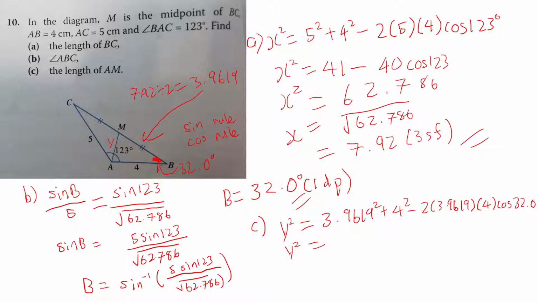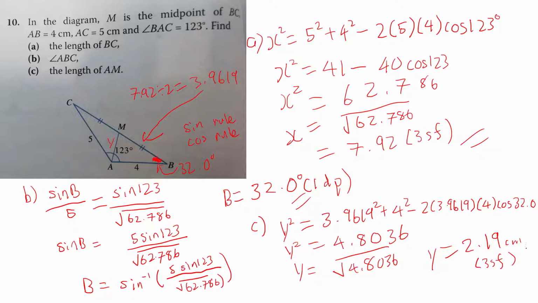Let me just figure out what this monstrosity is. Square plus 4 square minus 2 times. Okay, so I will get 4.8036. Y will give me the square root of this, and y will be equals to 2.19 cm. And this is to 3 significant figures, alright?